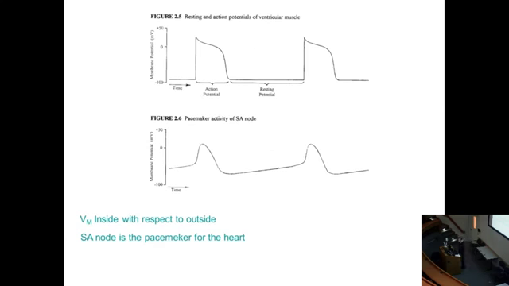You're aware of the fact that membrane voltage is the inside of the cell relative to the outside of the cell. The SA nodal pacemaker is on the bottom here. It is the pacemaker for the heart. So this is our ventricular action potential. This is our SA nodal action potential. The AV node looks very similar to it.